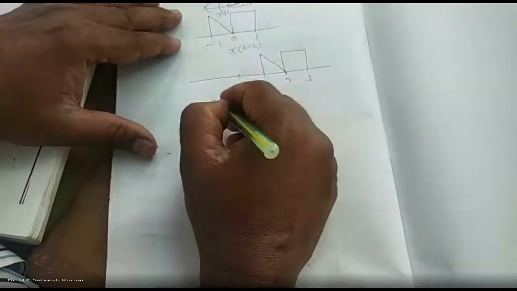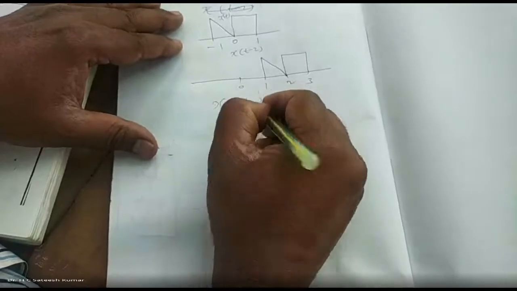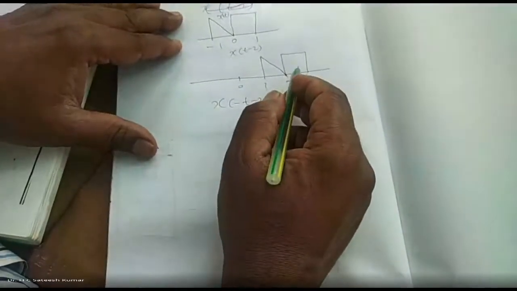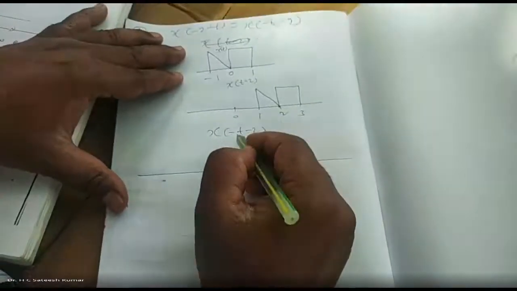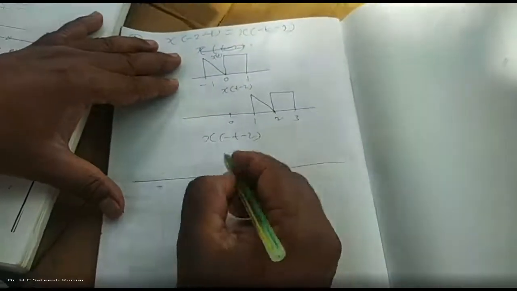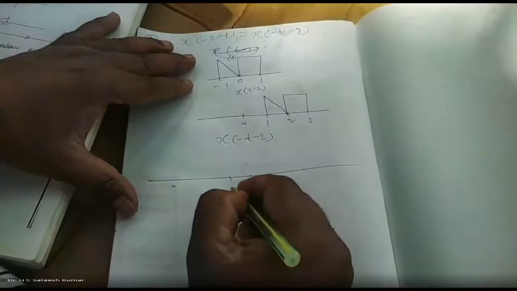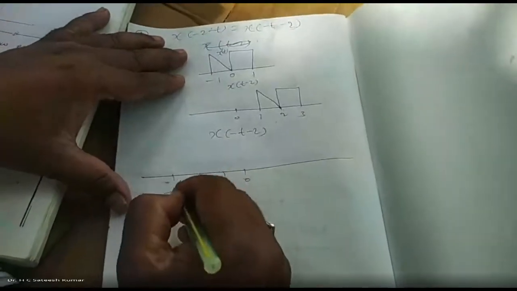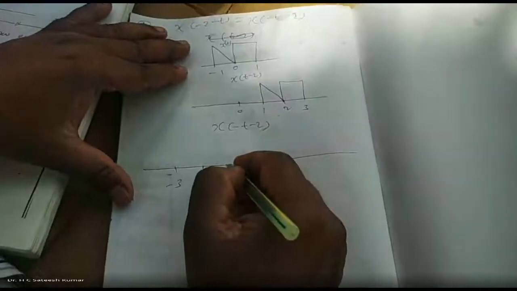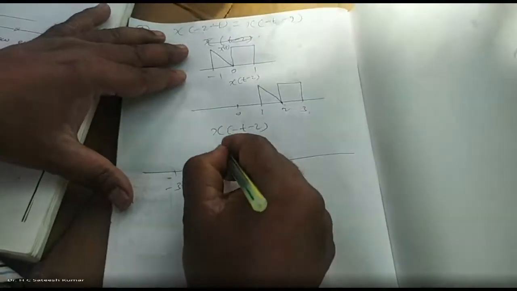Now x of minus t minus 2. Fold the shifted signal. That is very interesting, right? 1 will go to minus 1, 2 will go to minus 2, 3 will go to minus 3. Fold it, so this way.